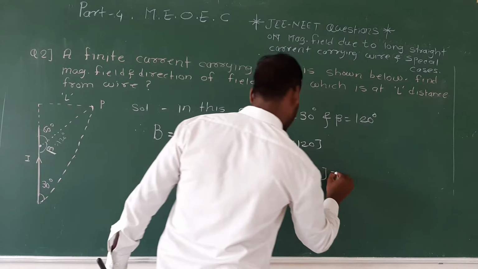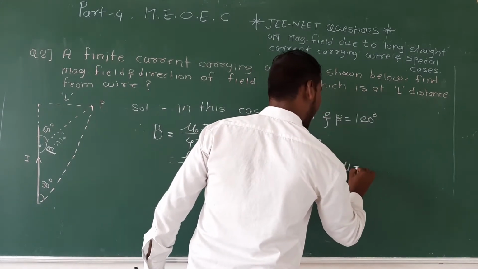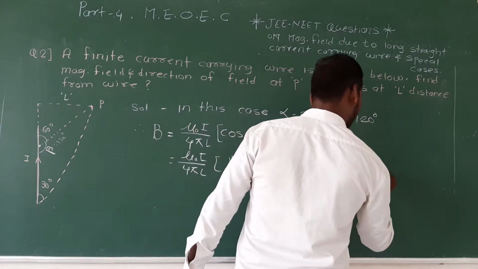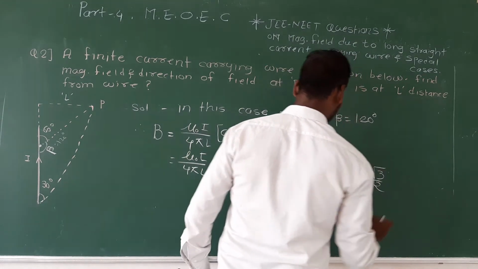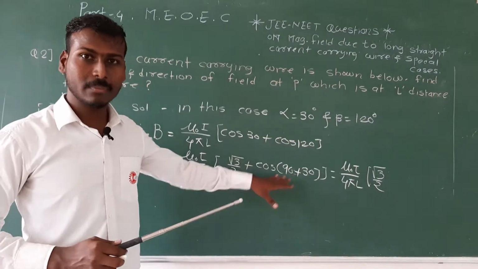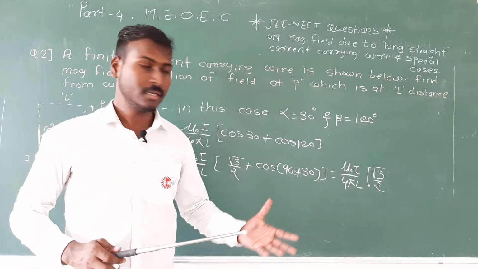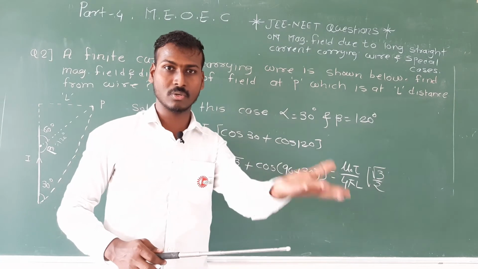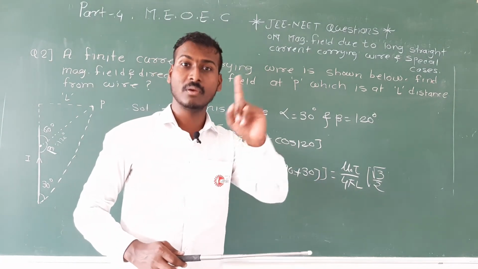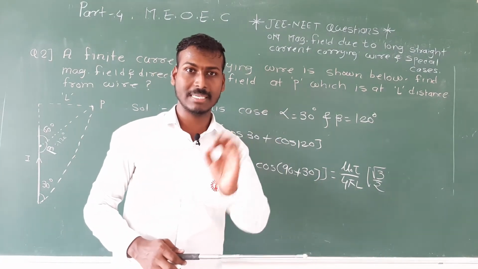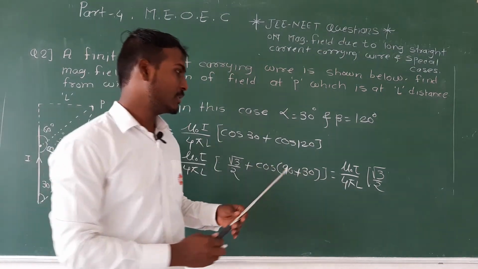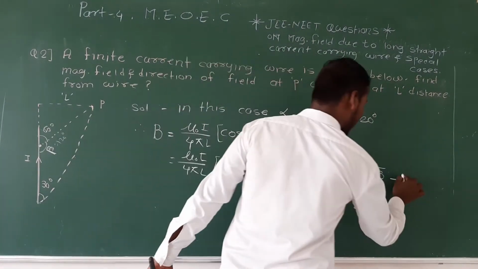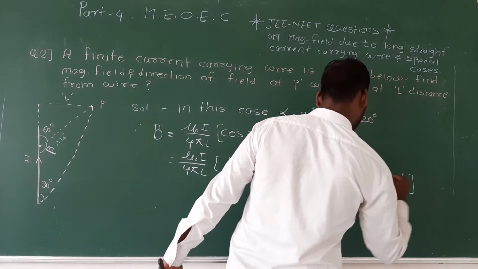So it will become μ0 I upon 4π L in bracket root 3 by 2, and you know that cos(90 + θ) becomes sin θ, and the angle is 145, which is in the second quadrant. In the second quadrant, sin and cosec are positive, not only sin, cosec also, because cosec is nothing but 1 by sin. So cos is negative, that's why it will be minus. Now sin 30 is nothing but 1 by 2.